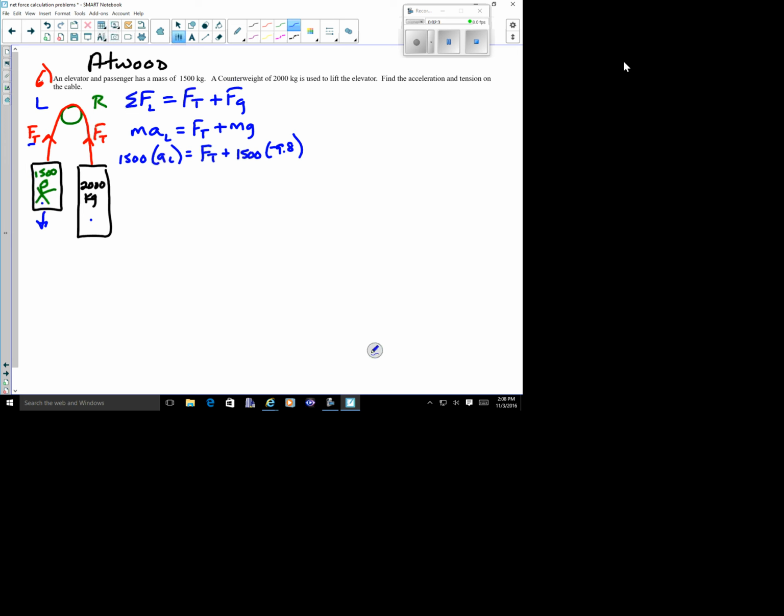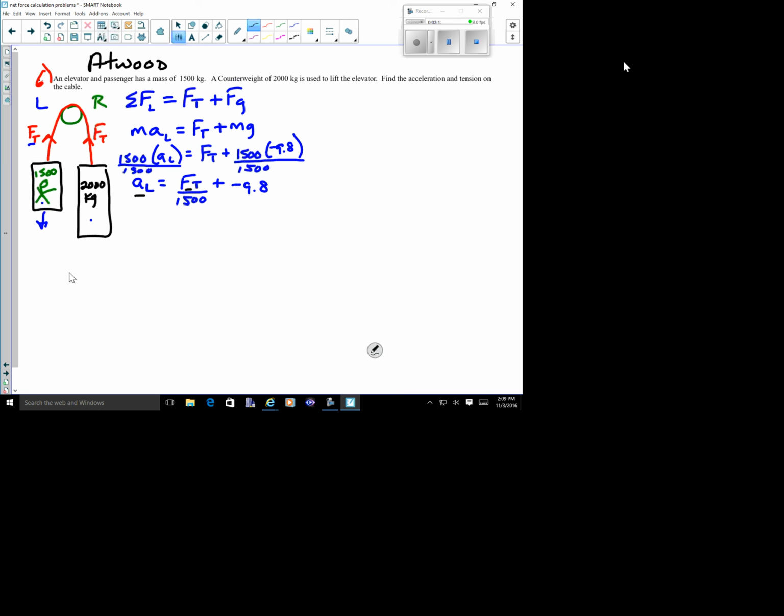Let's go ahead and figure out what the acceleration on the left-hand side is. I'm going to divide both sides by 1,500. That means you have to divide each one of these terms by 1,500. So Ft divided by 1,500 plus, well, 1,500 divided by 1,500 is 1, so that just gives you a negative 9.8 on this side. Whenever you have two unknowns in a formula, for instance, I have AL and Ft, which are both unknowns, I now have to use another equation in order to solve for one of those.